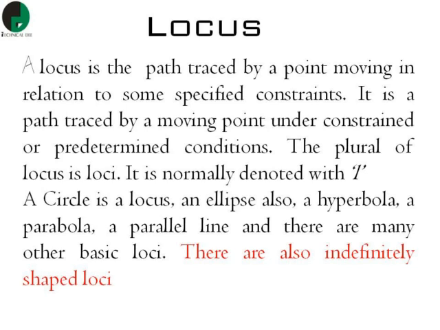A circle is a locus, an ellipse is a locus, a hyperbola is a locus, a parabola is a locus, a parallel line is a locus, and there are many other basic loci that have definite shapes. But there are also indefinitely shaped loci. Some loci may look like bananas, some like oranges, some like apples, and some may have a fluctuating shape.